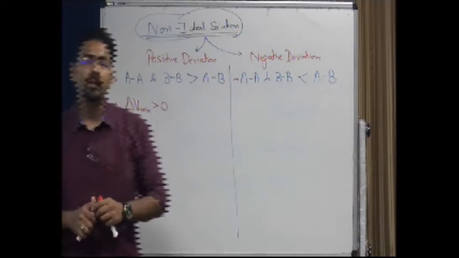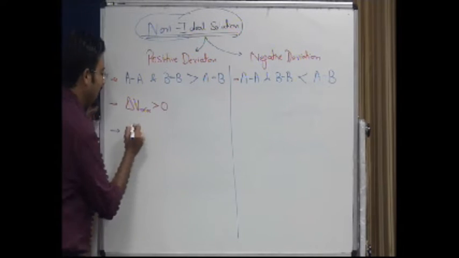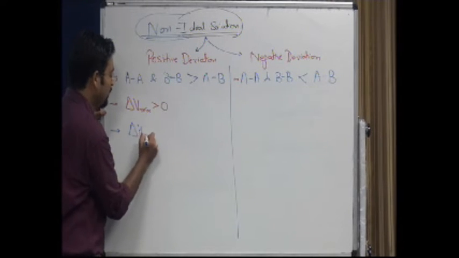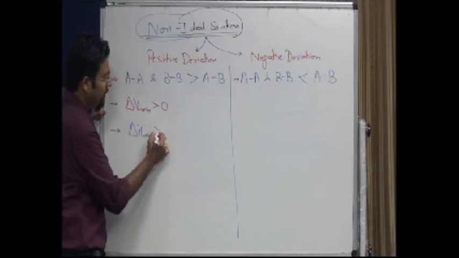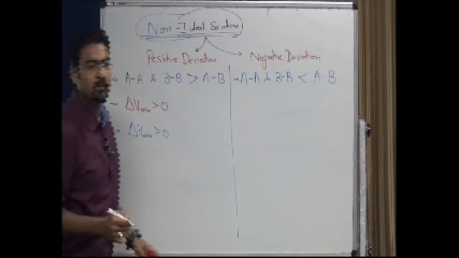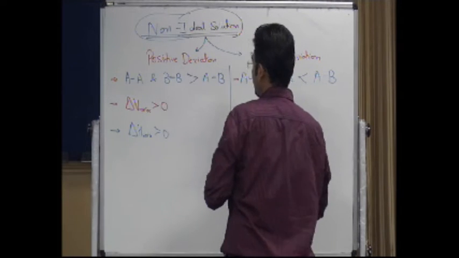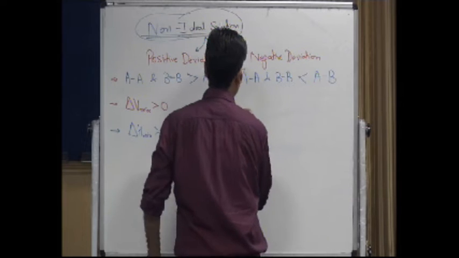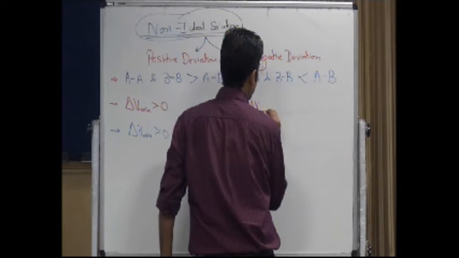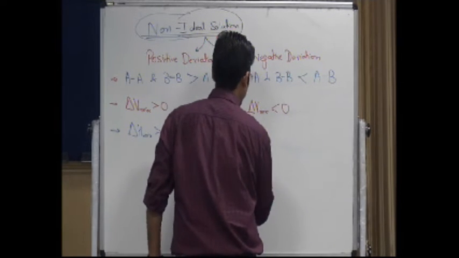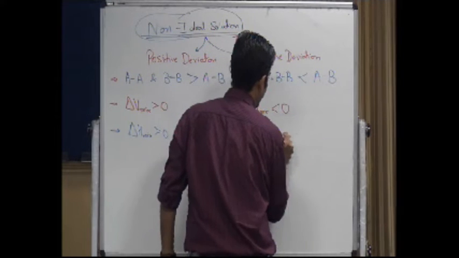than 0. Similarly, because the level of attraction has decreased, potential energy will increase, and thereby the enthalpy change will be positive. In the same fashion here, delta V mix will be negative and delta H mix will be negative.